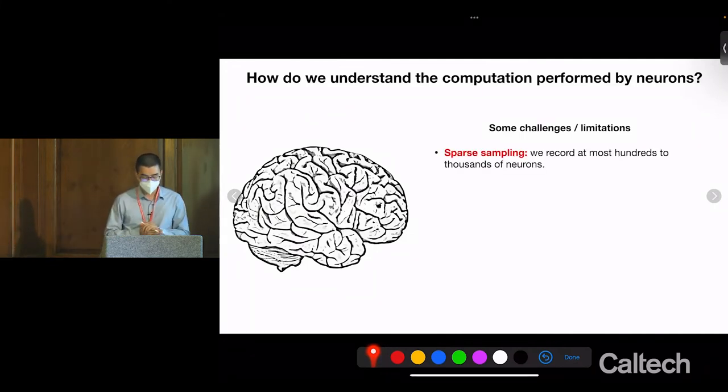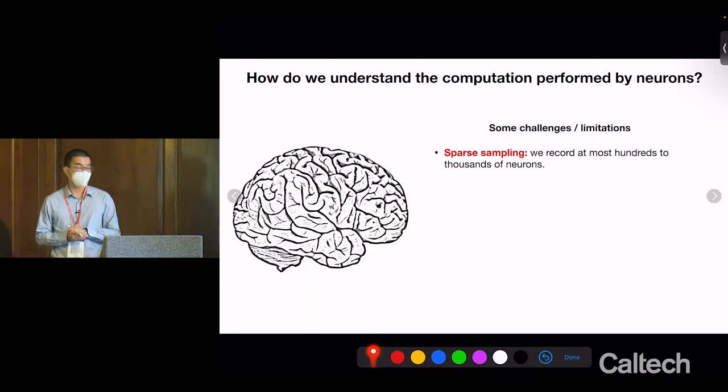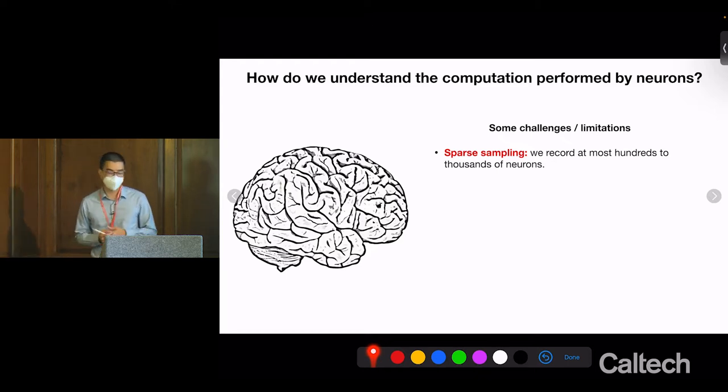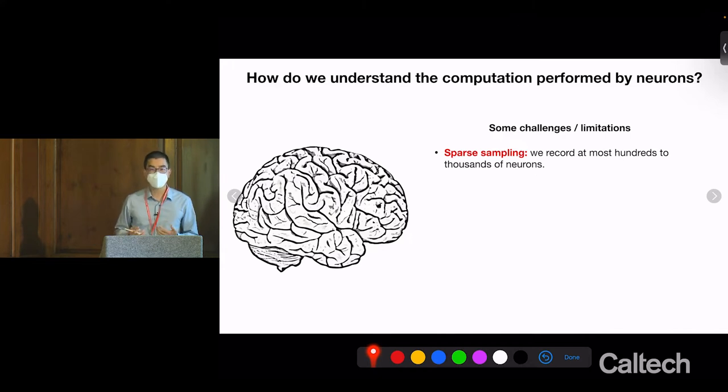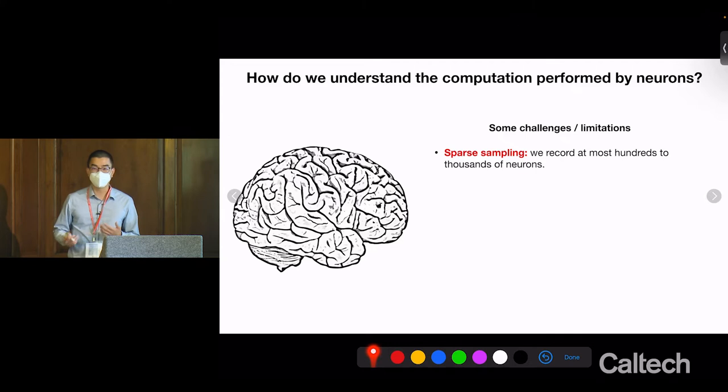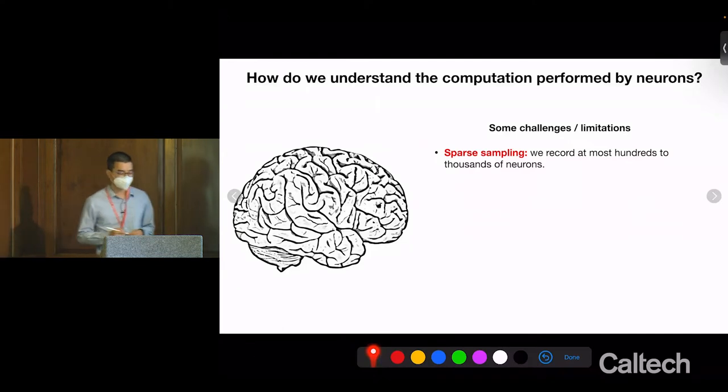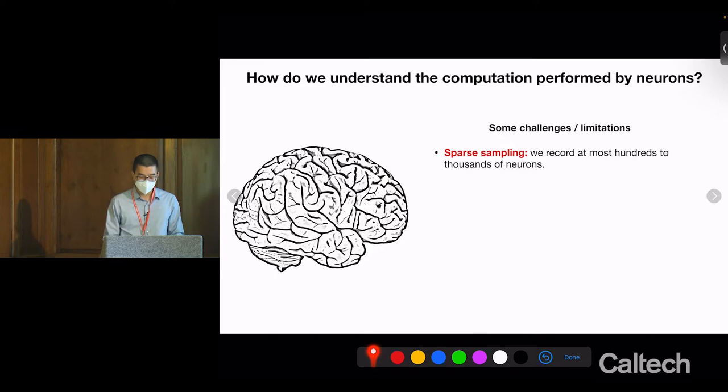And this includes that first, when we record from the brain, we have sparse sampling, meaning that we record at most hundreds to thousands of neurons from particular brain areas. If you look at the motor cortex, where there are on the order of 100 million neurons, and we're recording 100 neurons, for example, like from a Utah array, then we are recording just 0.0001% of the neurons in the motor cortex. Now, of course, there's work, for example, by Surya Ganguli that shows that for simple tasks, this is sufficient and we can still gain good insight from it. But it still remains, we have sparse sampling of neurons when we record from these brain areas.